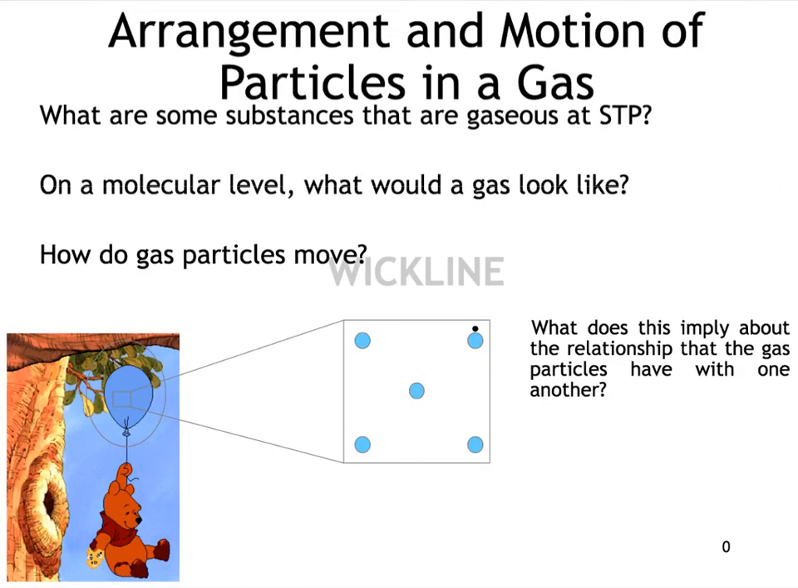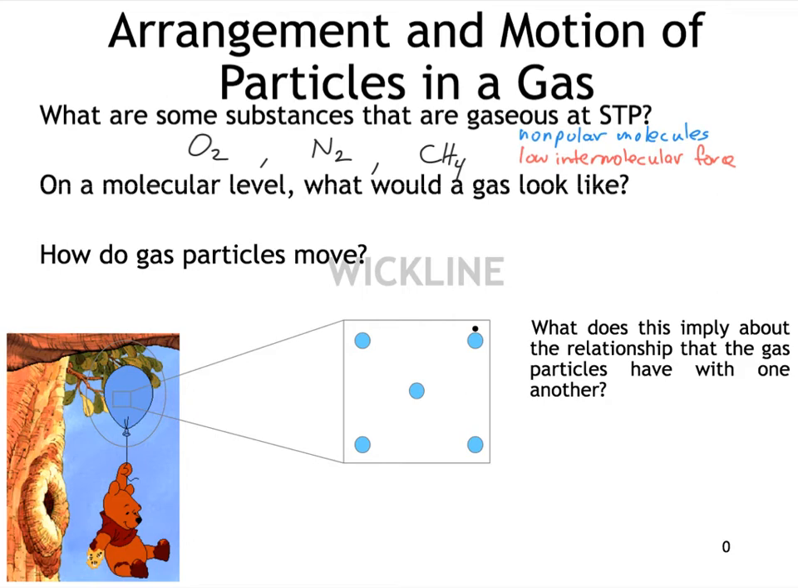So, arrangement and motion of particles in a gas. Some substances that are gaseous at STP, just to give us some examples, are oxygen, nitrogen, and let's say methane. One thing you may notice is that all three of these molecules have non-polar molecular structures, meaning they have symmetry in their three-dimensional models. And because they're non-polar, they also have very low attractions for each other, and this explains why they're gases at STP.